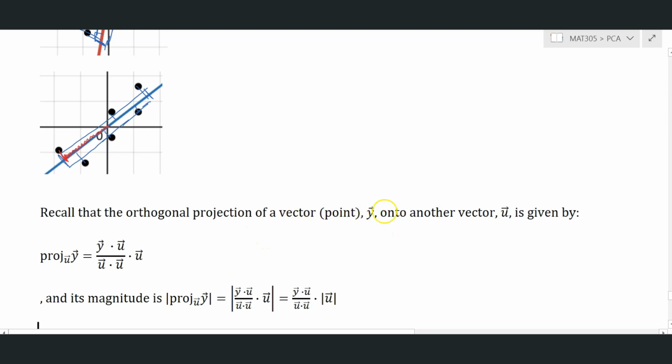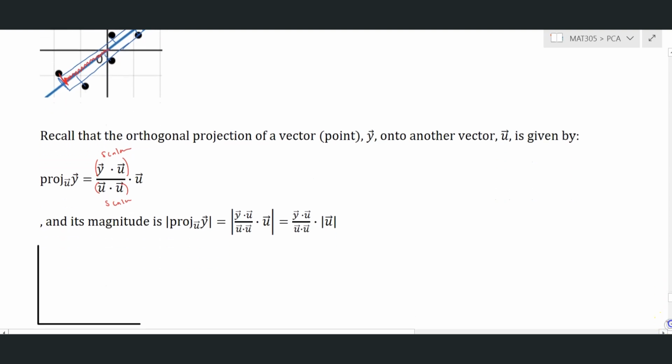Point and vector are interchangeable. The projection of a vector y down onto another vector, u, is given by, okay, this is how we read it, the projection of y down onto u equals the dot product between y and u over the dot product between u and u. Recall that this is a scalar. You get a dot product. This is a scalar. And when you divide two scalars, you get a scalar. So all we're doing is we're scaling the u vector by that amount.